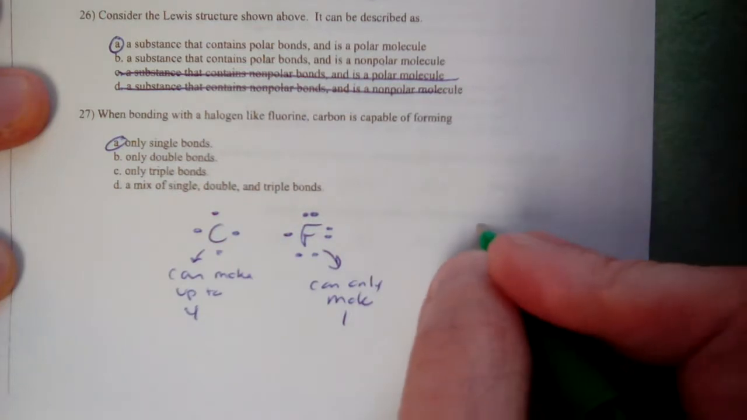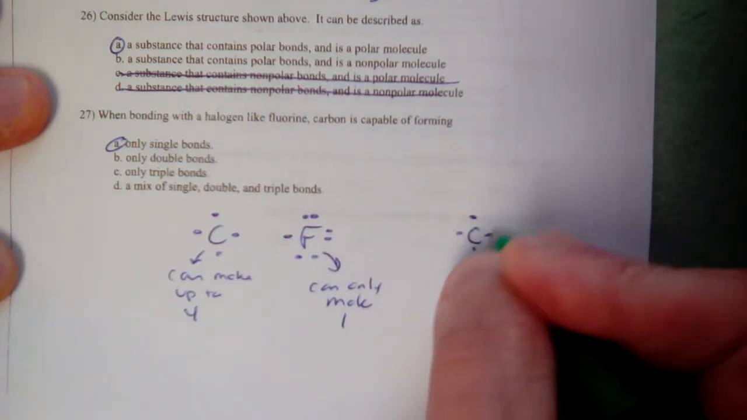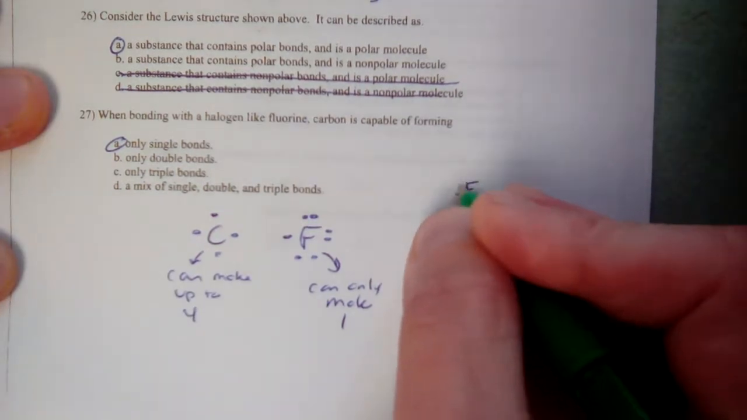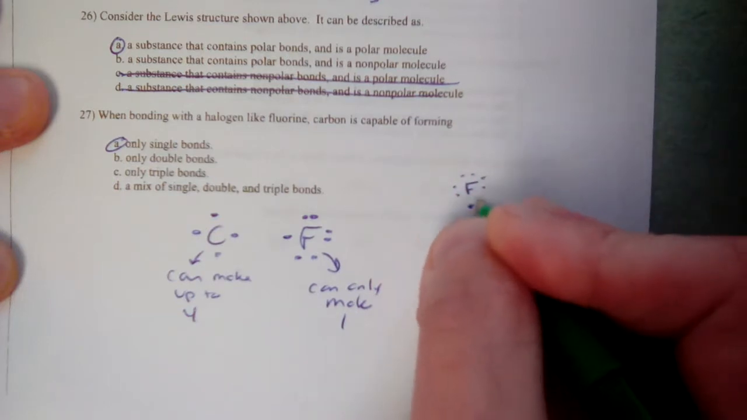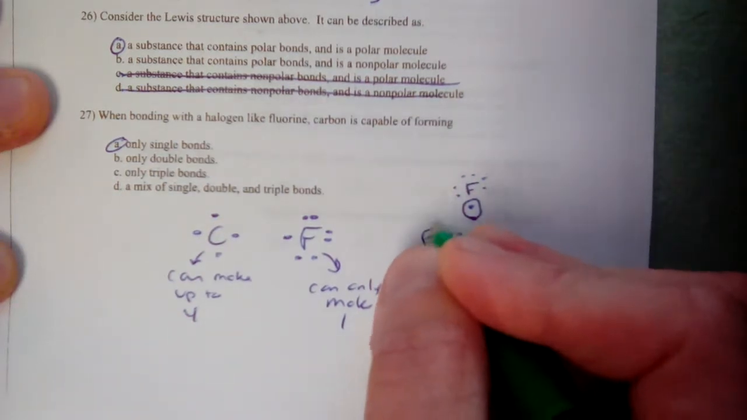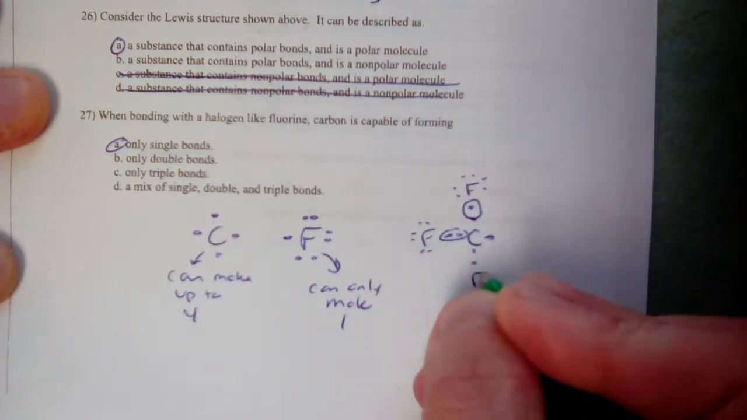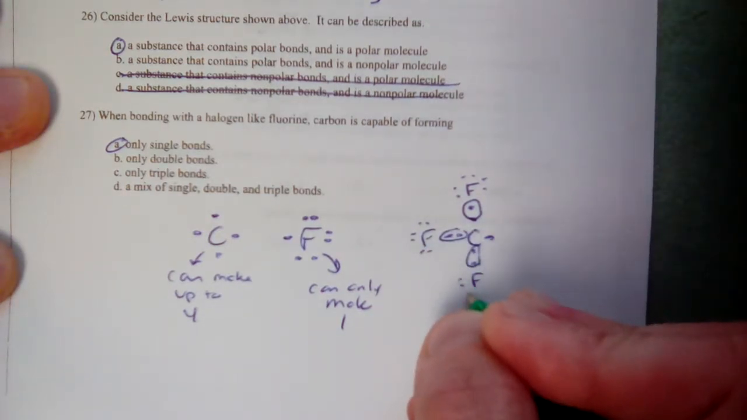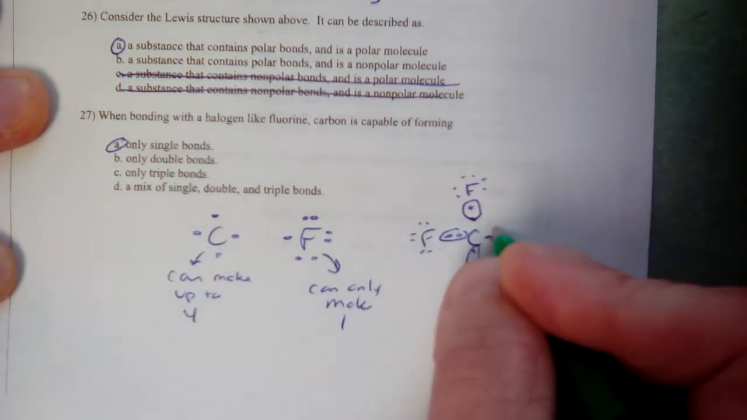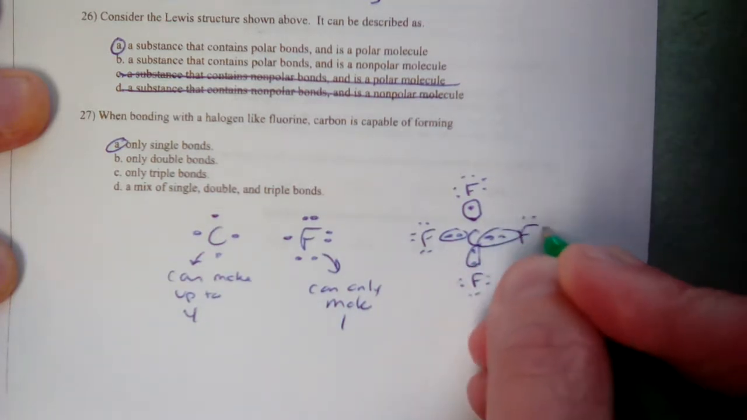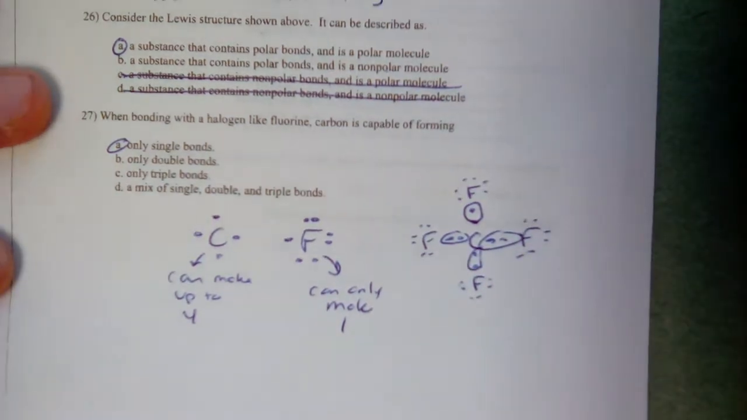We could do the whole Lewis structure and everything if we wanted to confirm that. There you got it. Everything's a single bond. Running out of planning time here. Let's get booking.